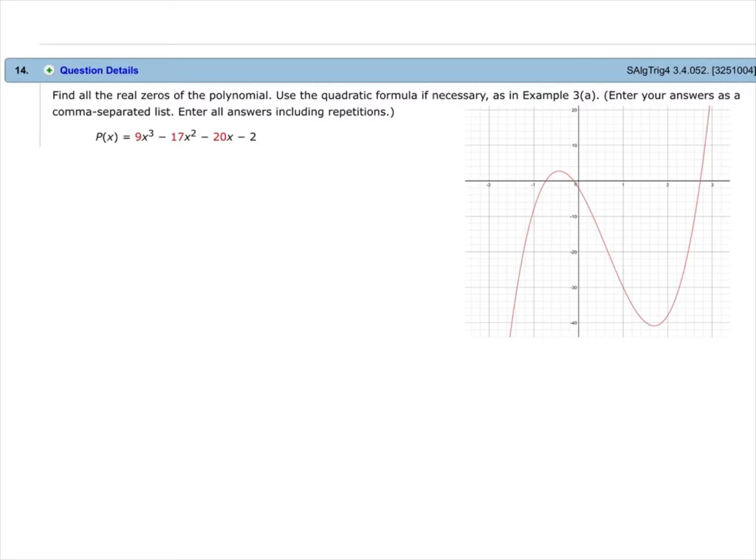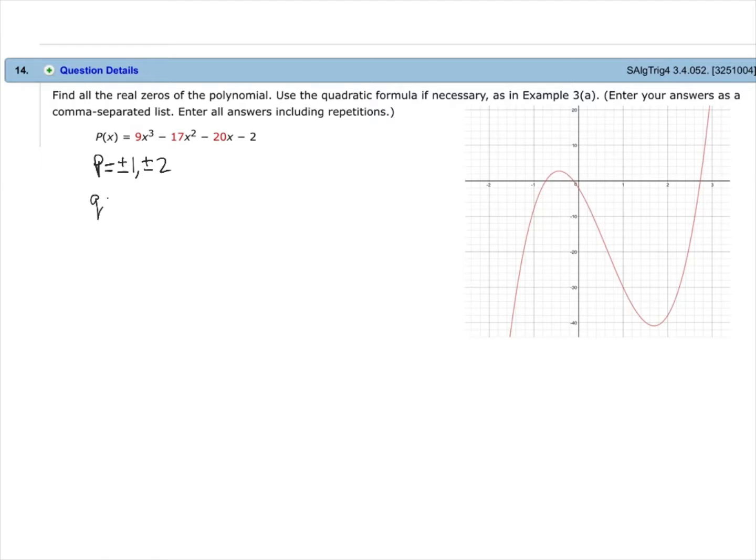Find all the real zeros of the polynomial. Use the quadratic formula if necessary. The first thing that we need to do is find all of the possible factors for the constant term at the end, minus 2. And those factors would be plus or minus 1, plus or minus 2.